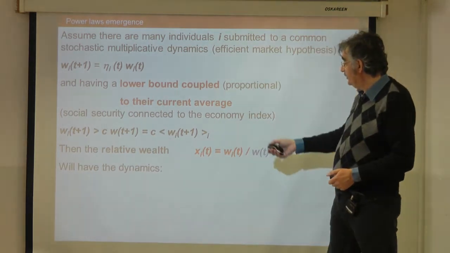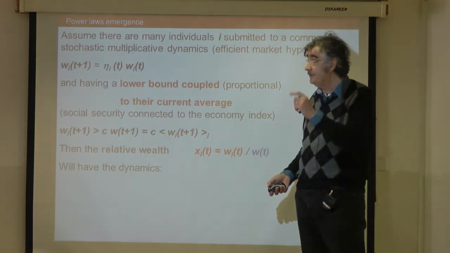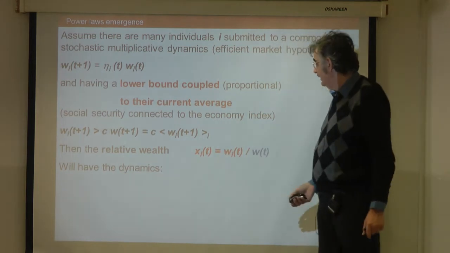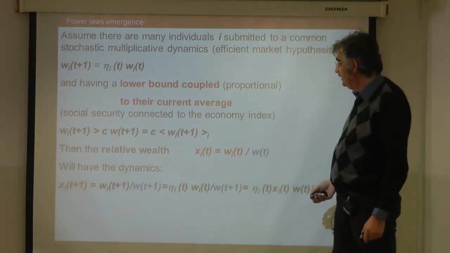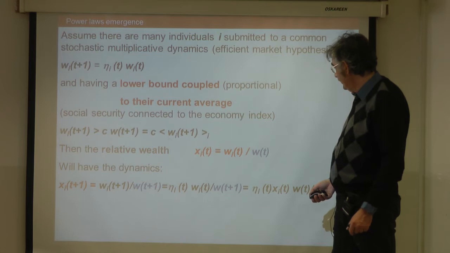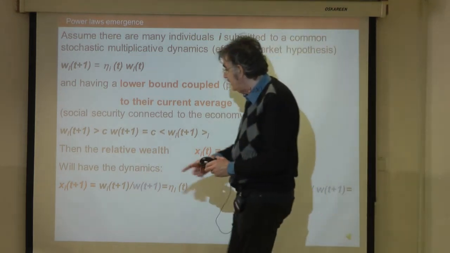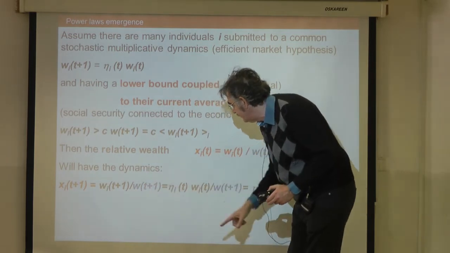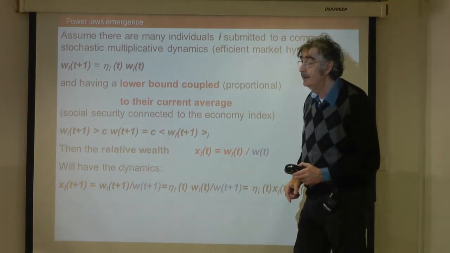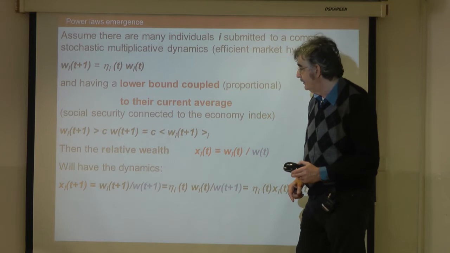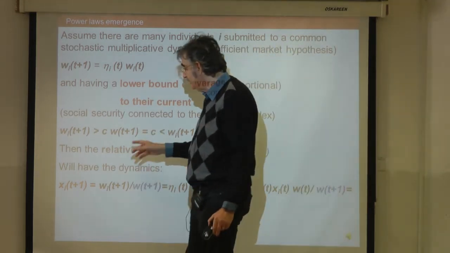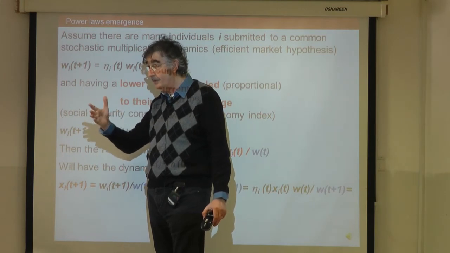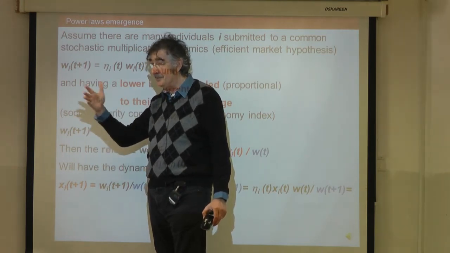And if you are now thinking about xi dynamics, then the dynamics of xi will have a behavior which is very similar with what we had before. Because if I write xi of t plus 1, by definition it's wi over w. But what does xi dynamics mean? Dynamics means simply what is the law by which I'm getting from t to t plus 1.